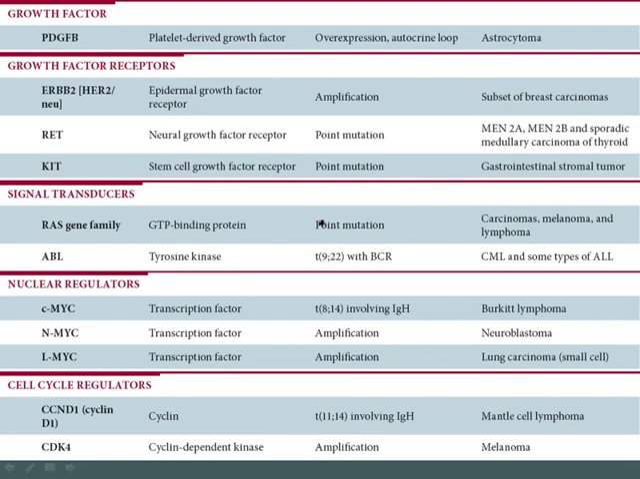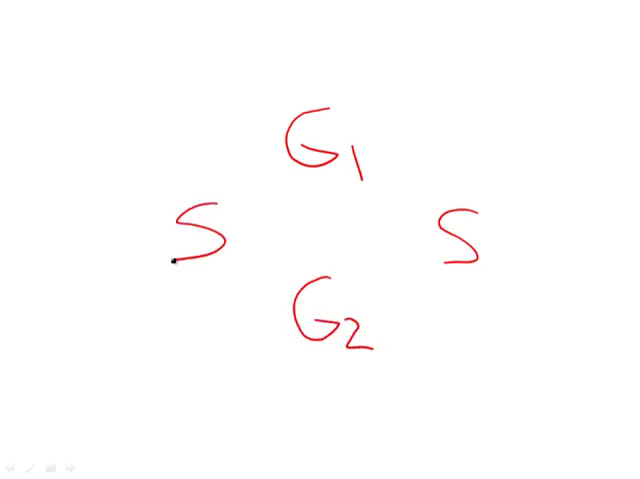Okay, so now let's go to the final group of oncogenes, and these are the cell cycle regulators. It's important to note that the cell cycle regulators are proteins that assist movement through the cell cycle. So let's go back and create a little whiteboard. Remember that the cell cycle basically consists of G1, S, G2, and M. Now, important to note here that the G1 to S phase is the most highly regulated of the cell cycle.